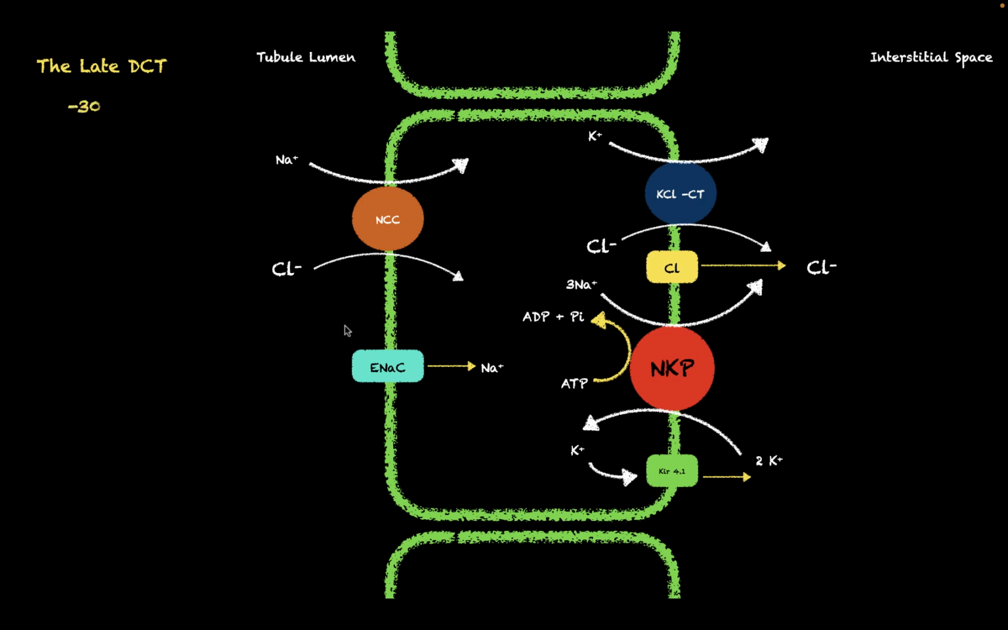Another main difference is the voltage. In the late distal convoluted tubule, the voltage is very negative, around negative 30 millivolts. This causes a large amount of paracellular movement of chloride across the cell. There's a lot more paracellular movement of chloride in the late distal convoluted tubule than in the early distal convoluted tubule because of this negative voltage.